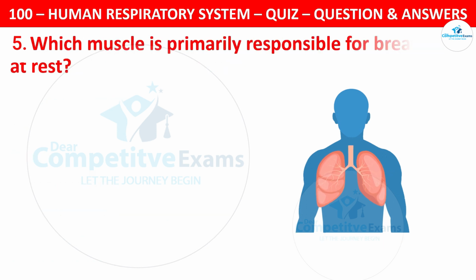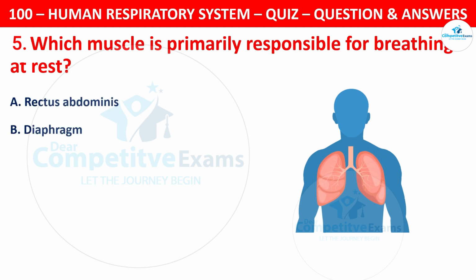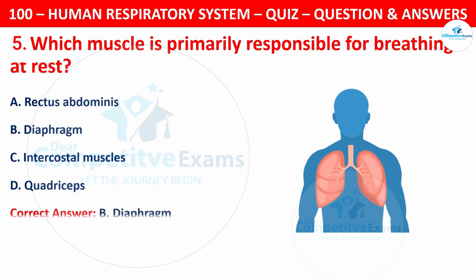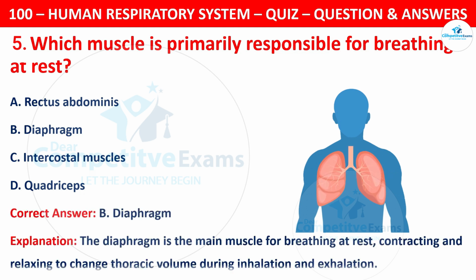Question number 5. Which muscle is primarily responsible for breathing at rest? Your options are rectus abdominis, diaphragm, intercostal muscles, or quadriceps. The correct answer is B, that is diaphragm. Diaphragm is the main muscle for breathing at rest, contracting and relaxing to change during inhalation and exhalation.